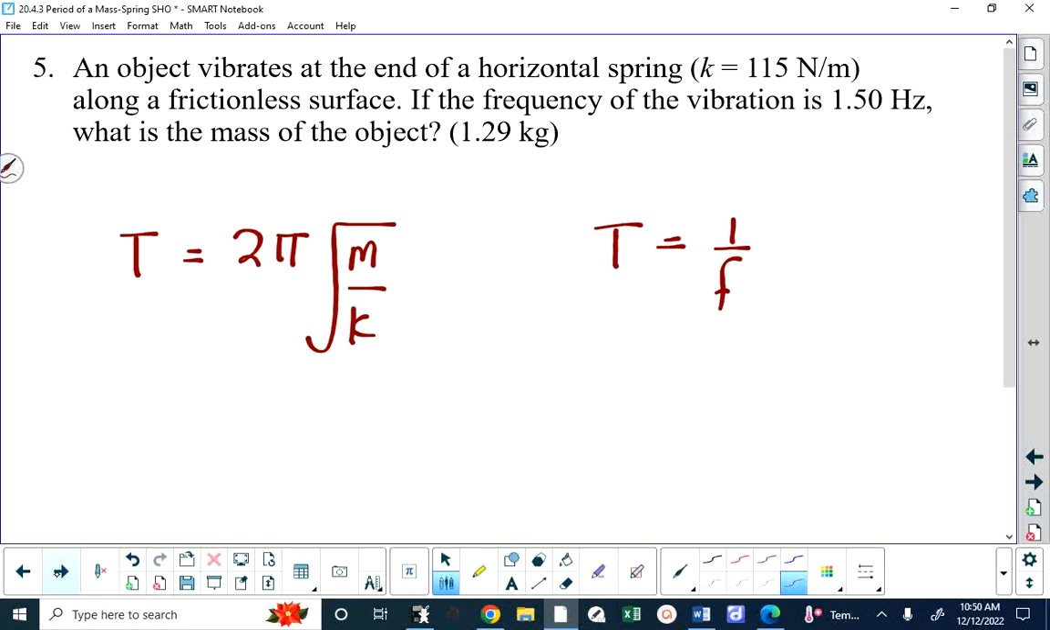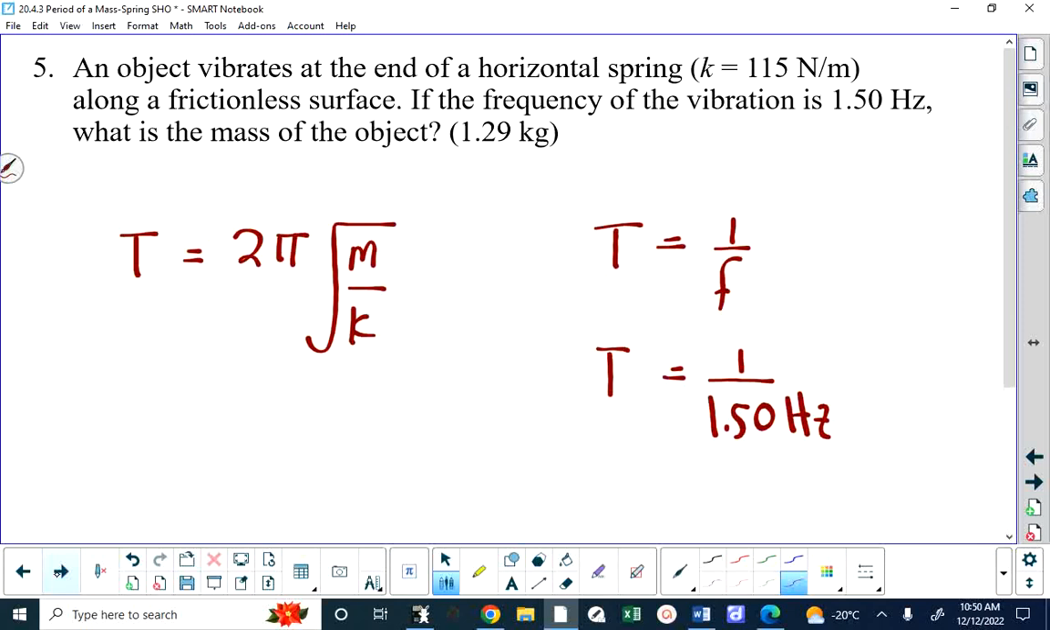So period, capital T, is time per oscillation. Frequency, f, is number of oscillations per second. They're reciprocals of each other. And since you know the frequency is 1.5 hertz, and by the way, on your last exam, there was a question that asked you, I think, for the period, and I didn't tell you it was capital T, and I didn't tell you it was measured in seconds. Everybody, I think, got 0.29, but some of you weren't sure whether it was 0.29 hertz or 0.29 seconds. A period is always a time.